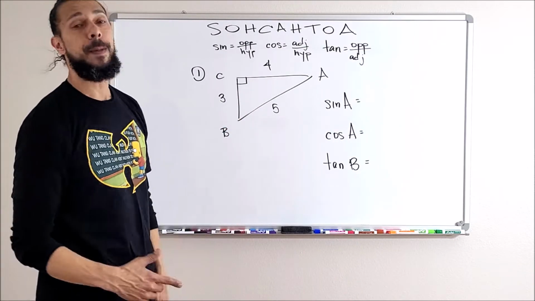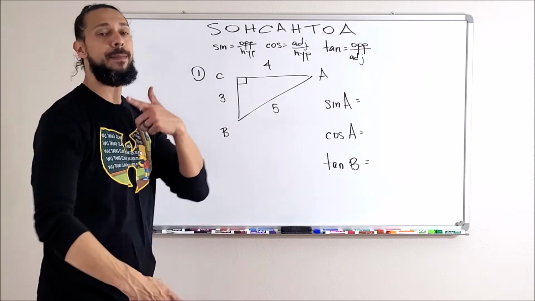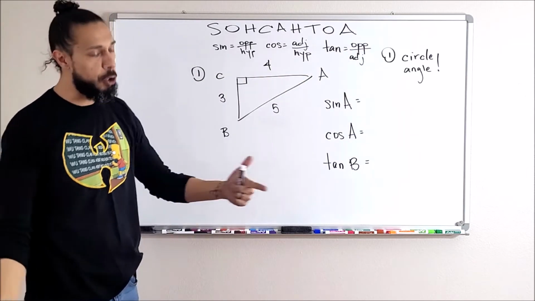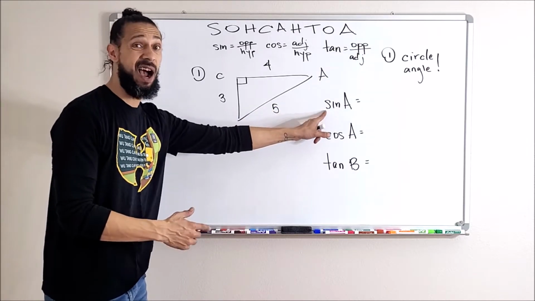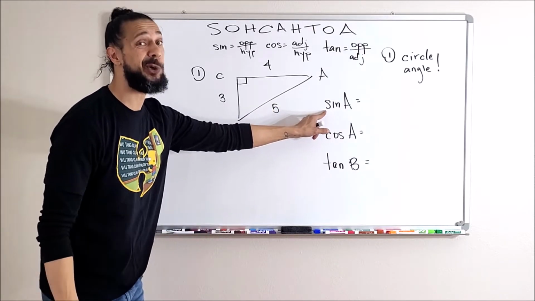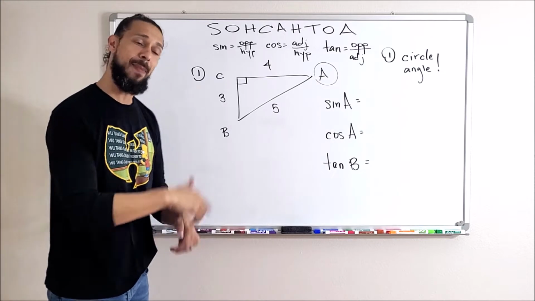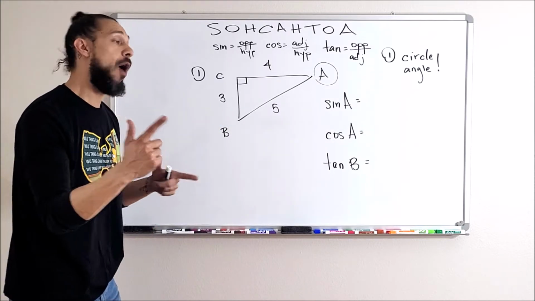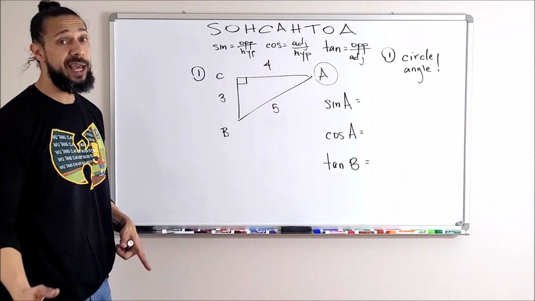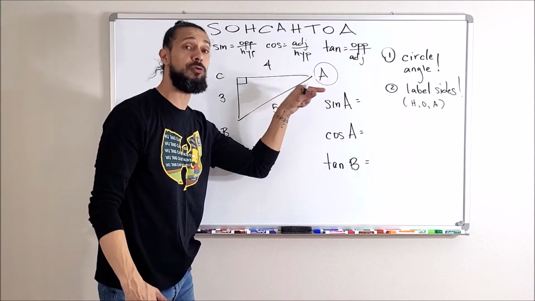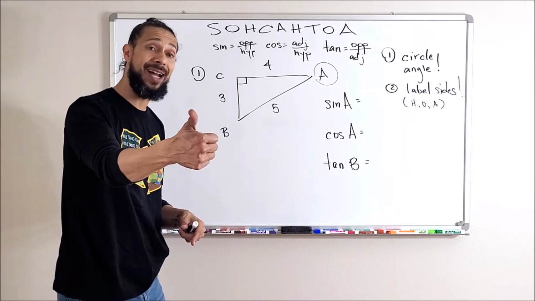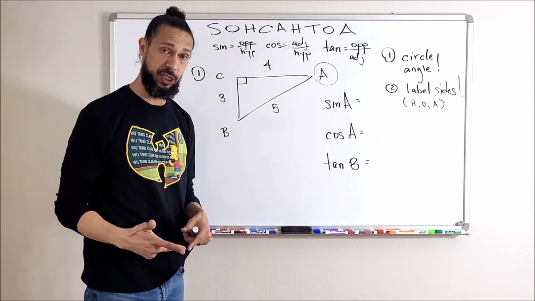With trig problems, I've got a routine. First step, circle the angle they're talking about. In this one, it's talking about the sine of A. Let's circle A. That's my reference point. After I've got the angle circled, next, label the sides of the triangle based on what you circled. H for hypotenuse, O for opposite, A for adjacent.